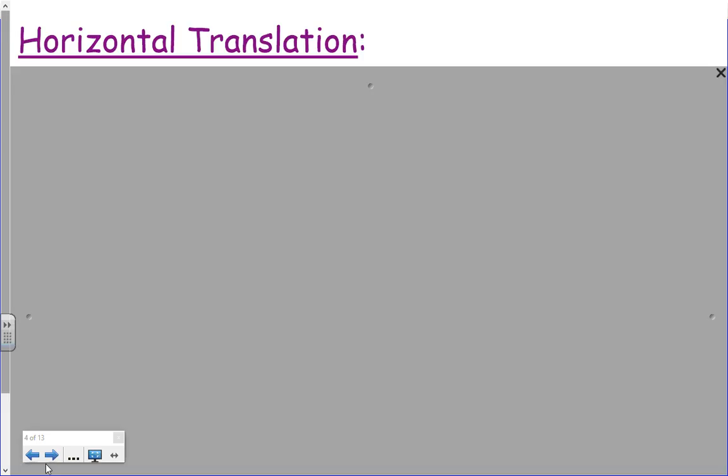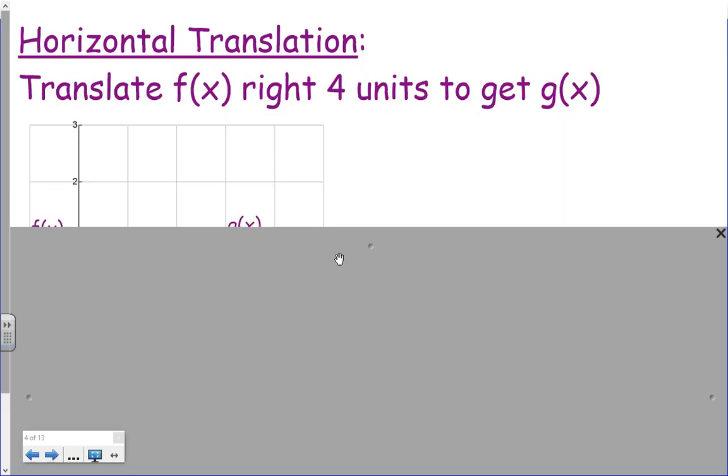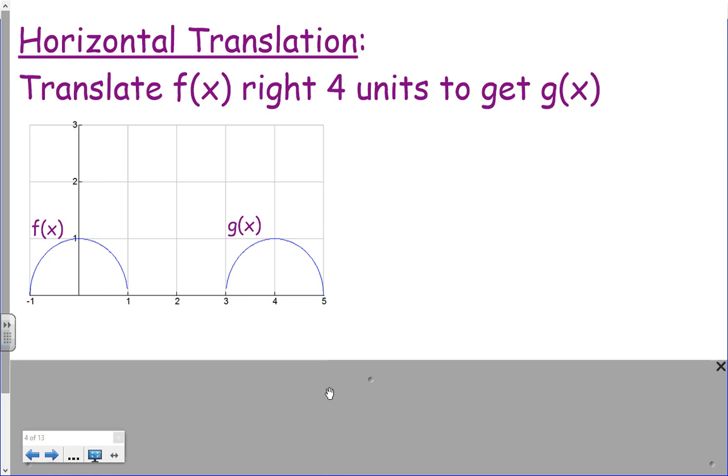Let's take a look at a horizontal translation. Again, we're going to look at the same pre-image, f of x, but obviously the image is going to be different because I'm translating it differently. Now I'm doing a horizontal translation. I want to translate function f of x to the right 4 units to get g of x.